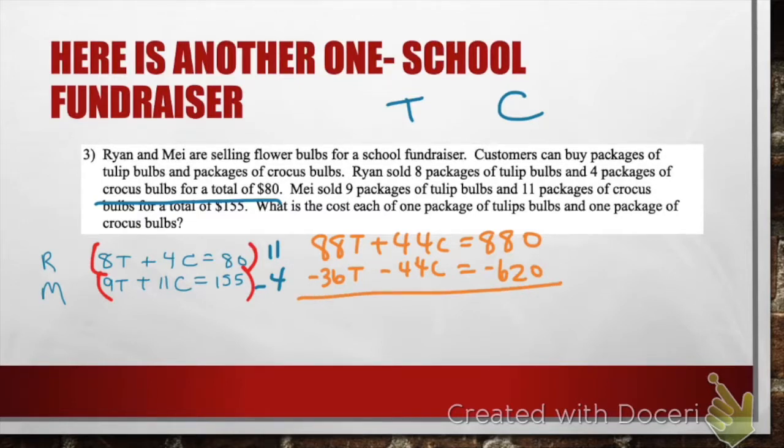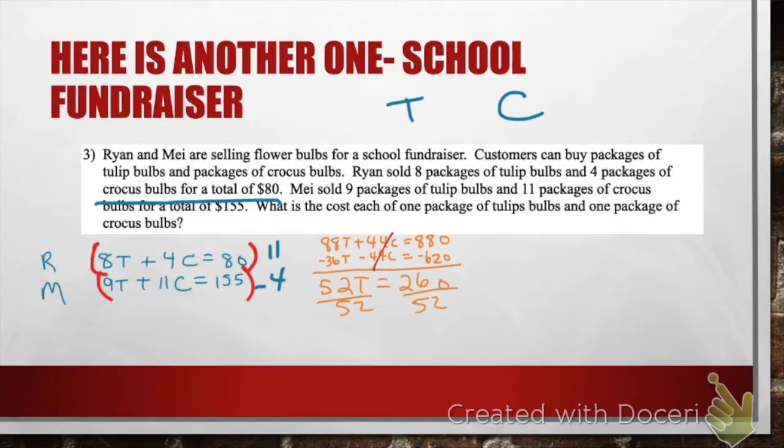These do cancel out. And this over here becomes 88 minus 36 is 52t equals 0 and 260 positive. We're going to divide by 52 and we'll get a t equaling... When we divide by 52 there, we're going to get a 5.